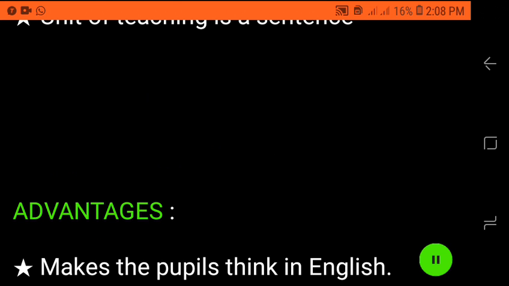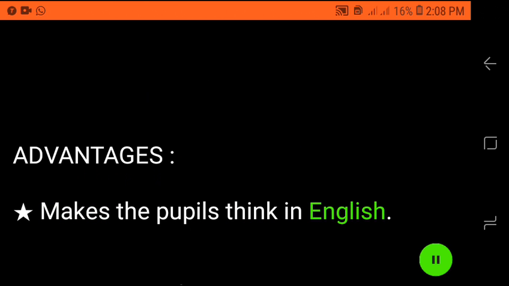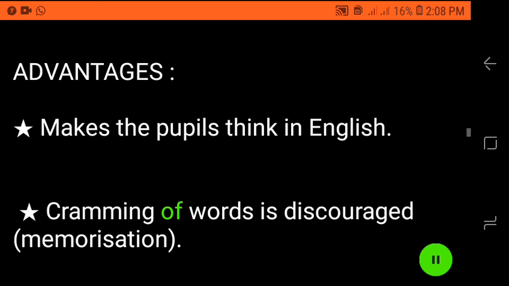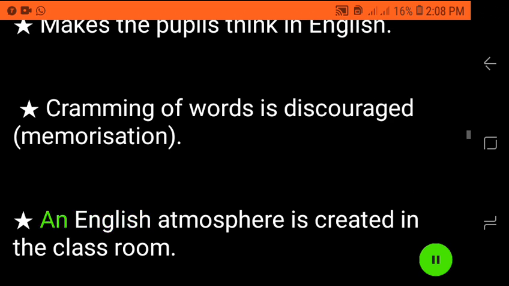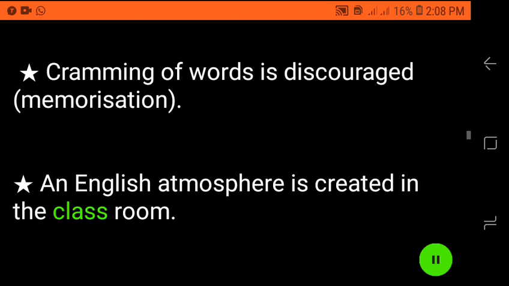Advantages. Makes the pupils think in English. Cramming of words is discouraged, memorization. An English atmosphere is created in the classroom.